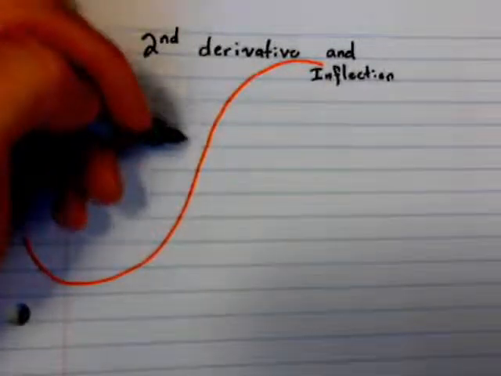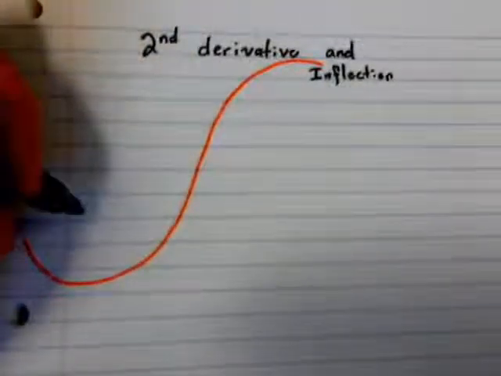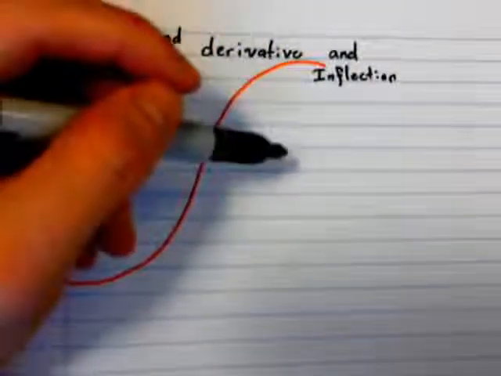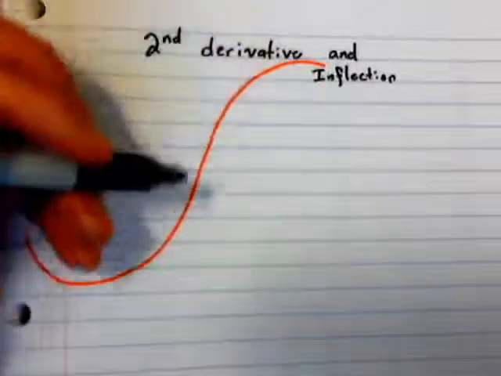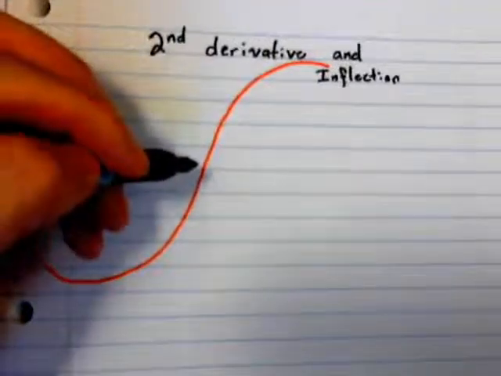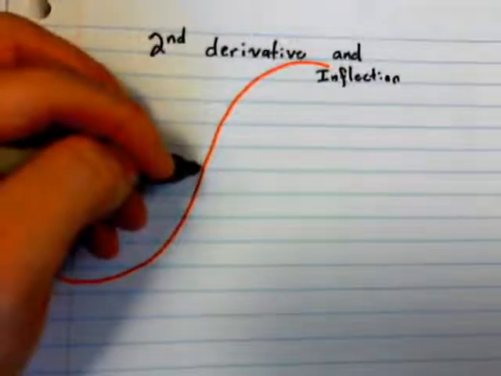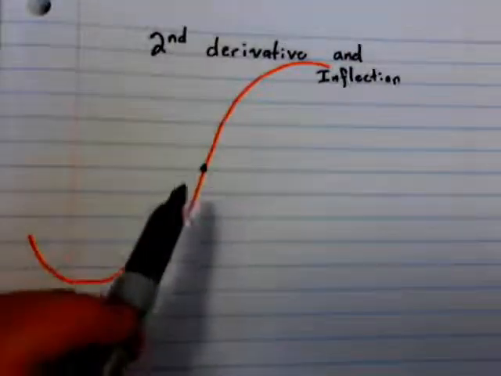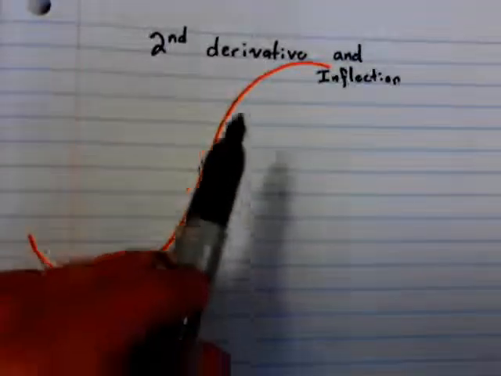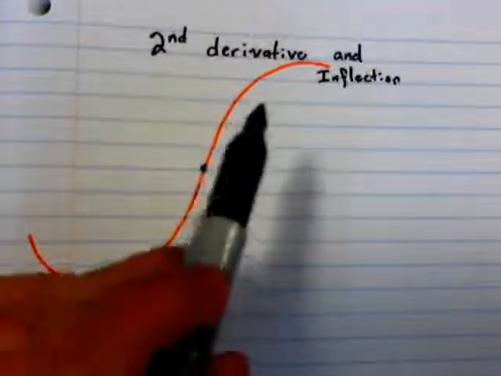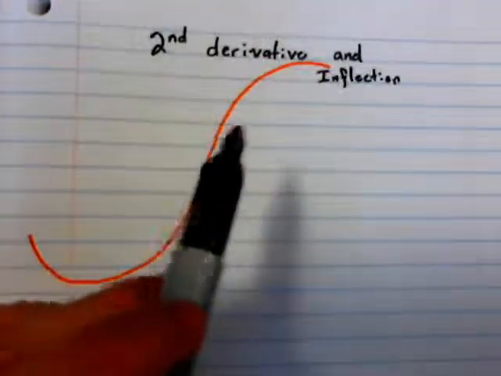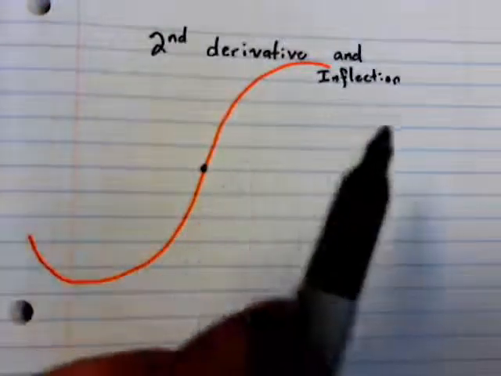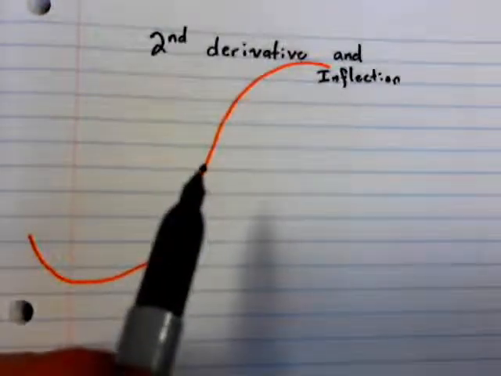So if water were to fall down here, it would definitely catch water, whereas if water fell somewhere right here, it would just fall out and it wouldn't catch anything. And so there is a point somewhere right around here where it switches from being concave upwards to concave downwards. And so that is where we can get the idea of the second derivative and inflection. And so this is the point of inflection.